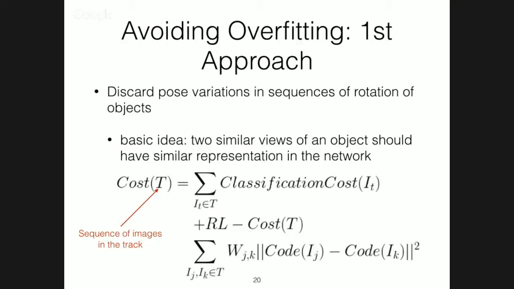So if the object is rotated by 5 degrees and I have two images, their representation in the network somewhere up top, for example, in the fully connected layers, should be similar. So I penalize the network by saying that if they are different, I just penalize the network with that cost. So the W_JK is the weight that I give to the distance between two consecutive images. And that weight depends on how much they are different, how much the angular distance is between two images.